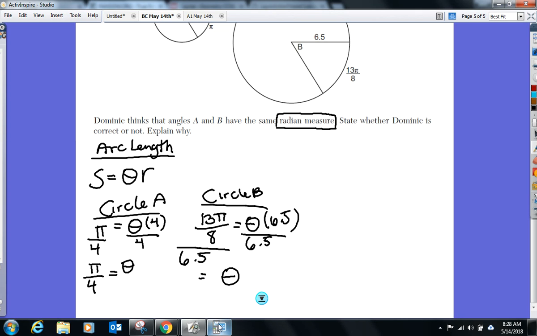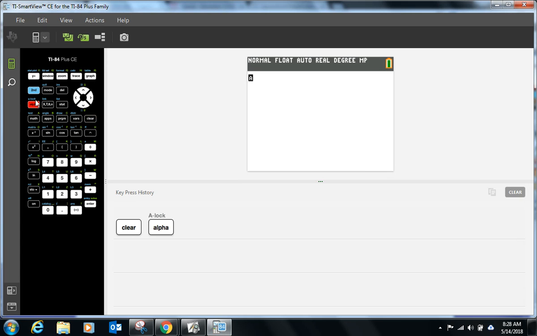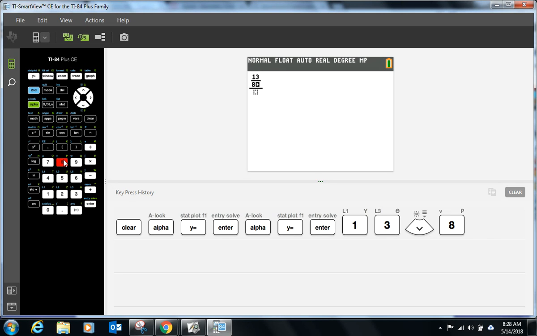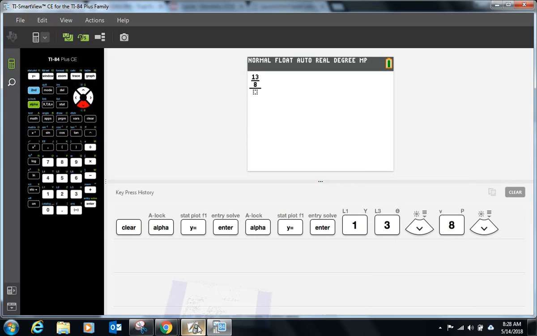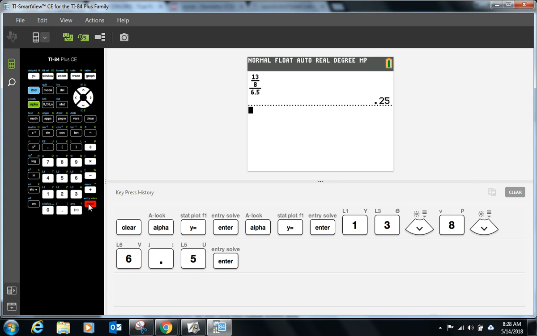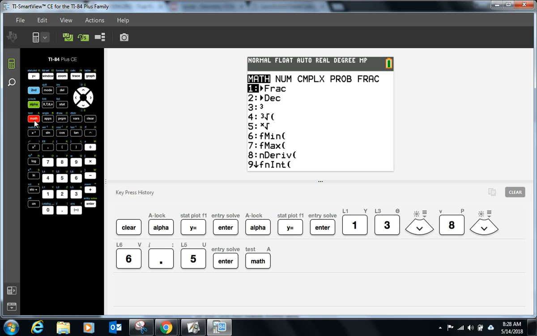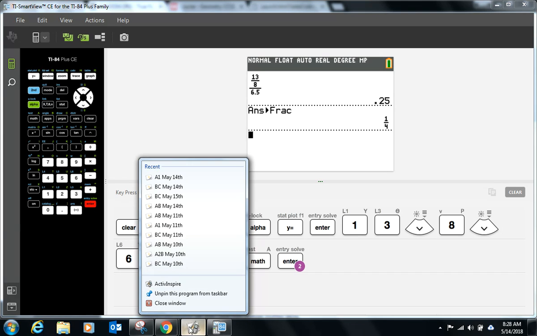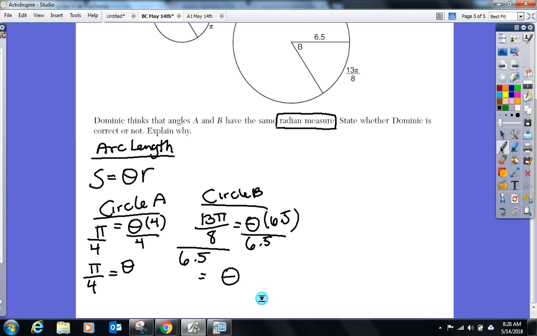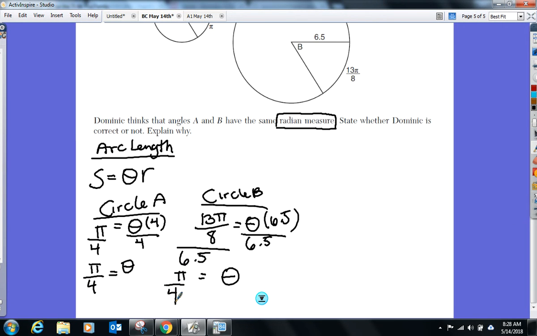So here's what I'm going to do in my calculator right now. 13 over 8. Go to my fraction template. I'll have to make another one. I'm going to go 13 over 8 divided by, I'm going to keep the pi out of there, so I'm going to divide that by 6.5. 0.25. If you need to turn it back into a fraction, go ahead, but 0.25 is the same as 1/4. So it ended up being pi over 4 as well.